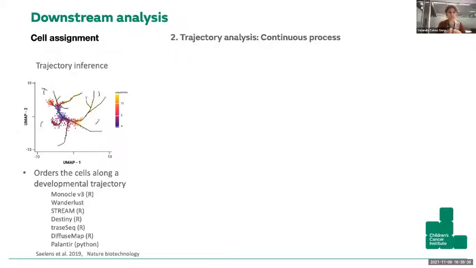Or if you already know what developmental pathway there is in your data set, and there is some very well annotated gene list for that developmental pathway, you can say, okay, I want my cells to be ordered based on the expression of the gene sets that I choose. So that will be a supervised way to generate that trajectory analysis.